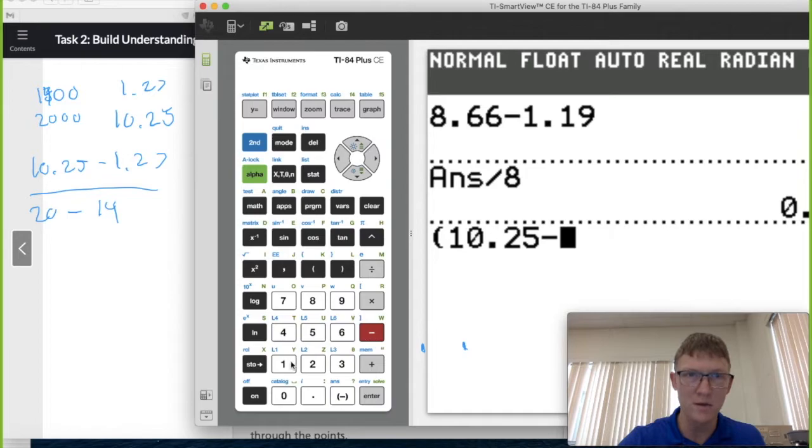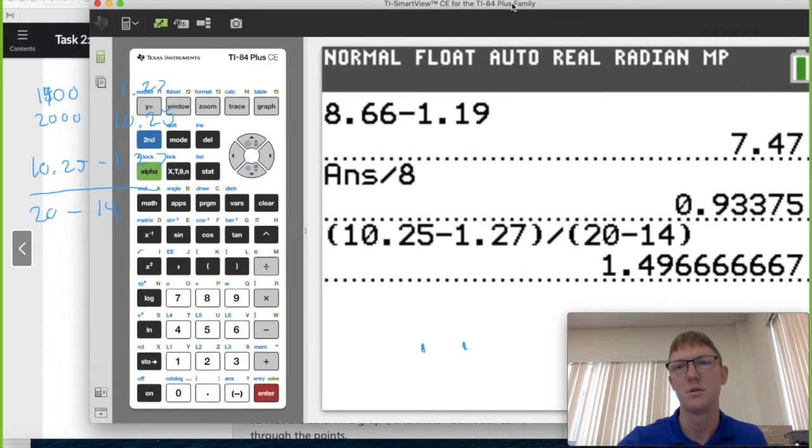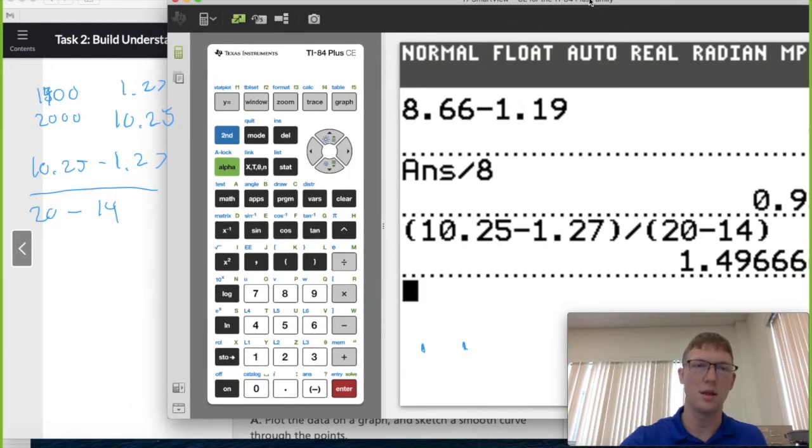10.25 minus 1.27, close parentheses. We want to divide all of that by this thing, but we want the 20 minus 14 to happen first. So parentheses are your friend. You will hear that in pre-calc a lot, FYI.